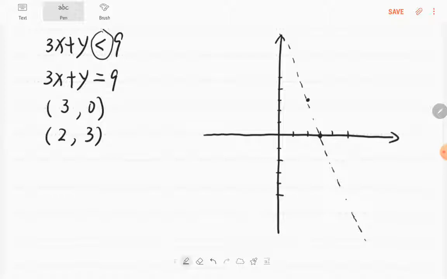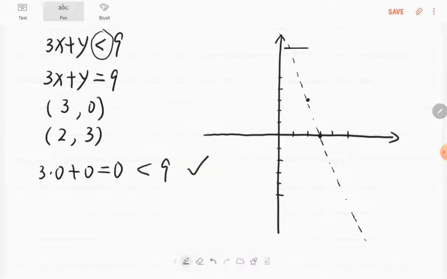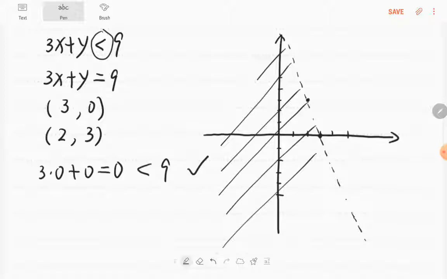Okay, let's pick the point 0, 0. This is very easy to calculate. So 3 times 0 plus 0 is equal to 0. 0 is less than 9. Yes, this is correct. So for this region, we use another color. Okay, we just use black. This region would be your solution, right? This region would be your solution. So now let's look at the other part.